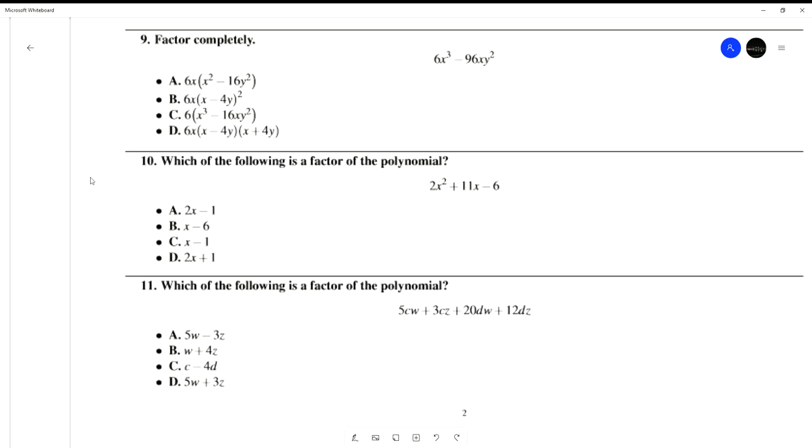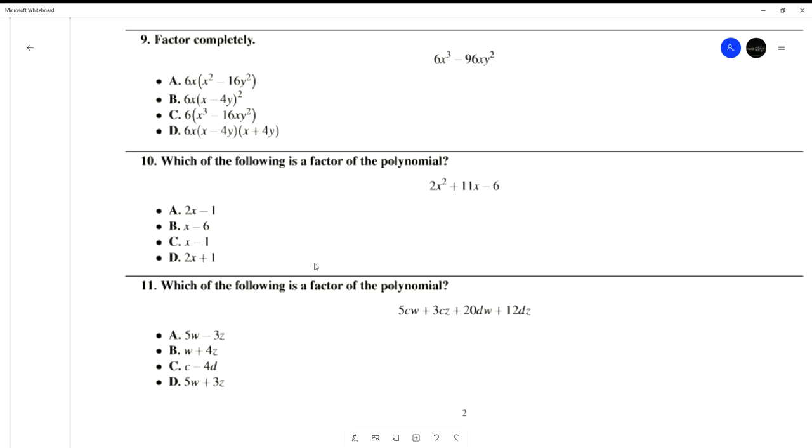Okay, so we have number 9, where it asks us to factor completely. And having seen these problems in the previous 4 tests, we should expect, right? If there's a difference of squares, right? We should expect that, right?